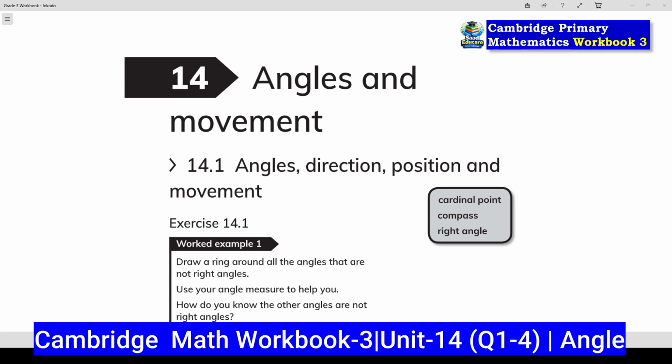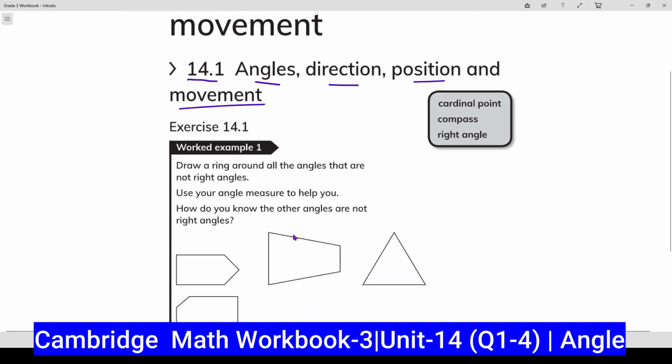Cambridge Primary Mathematics Workbook 3, we are starting Unit 14. Today's topic is 14.1 Angles, Direction, Position and Movement. Let's get started. First, here is an example 1.